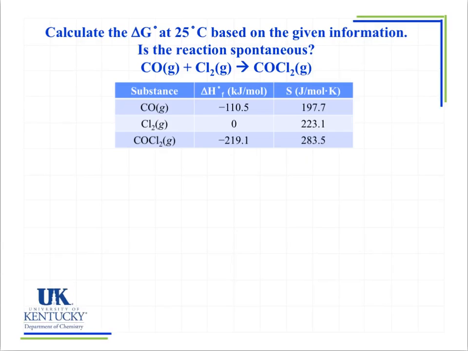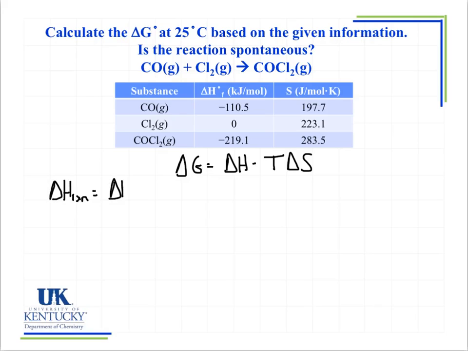So the first thing we're going to have to do is calculate both the delta H and the delta S of the system. Remember that when we're looking at our Gibbs free energy, we're using the expression delta G equals delta H minus T delta S. This is the formula we'll use to be able to calculate delta G and determine the spontaneity of the reaction.